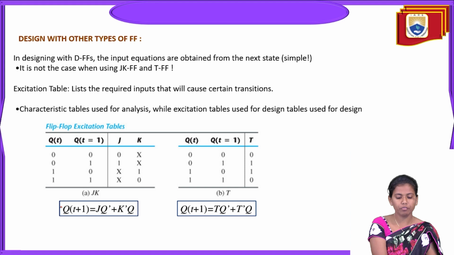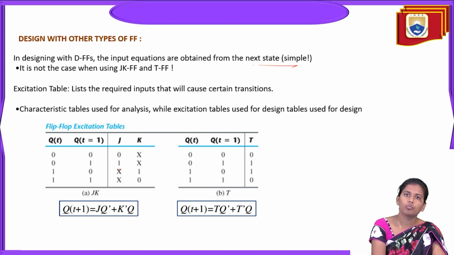Here the flip-flop that we have considered is the JK flip-flop. Previously we considered the D flip-flop, and now we are considering the JK flip-flop. In designing with the D flip-flop, the input equations are observed from the next state. It is simple. That is not the case when using the JK flip-flop. With the D flip-flop, the next state is observed only with respect to the present input. But with the JK flip-flop, it is not as easy as the D flip-flop. The excitation table lists the required inputs that will cause certain transitions.